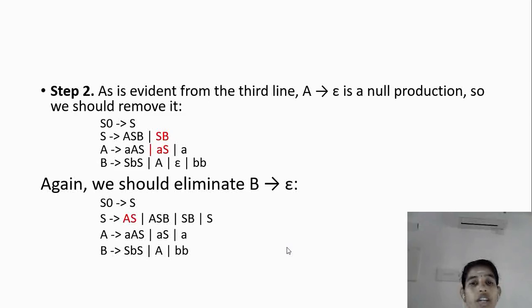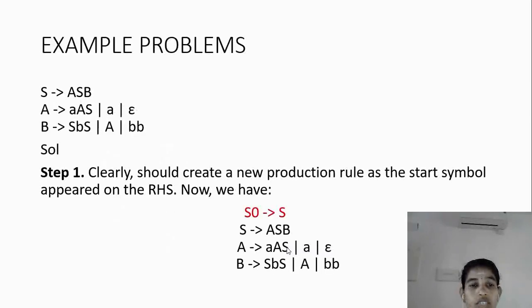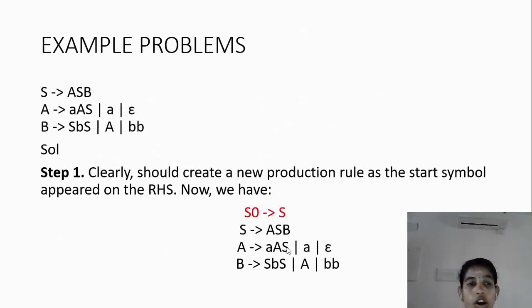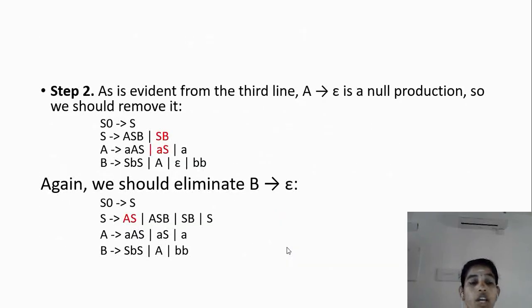Next, what's your step 1? Eliminate epsilon productions. So after creating the starting symbol, we want to remove the S tends to epsilon, a null production. So we should remove it. So listen, here I mark the letters in red. So that is the output when you remove the S tends to epsilon. Okay, just apply the rules in your grammar.